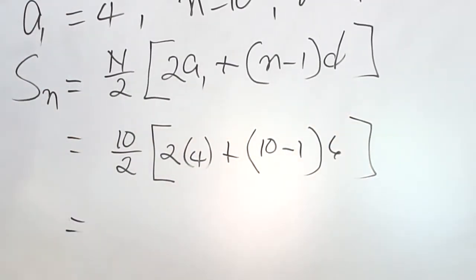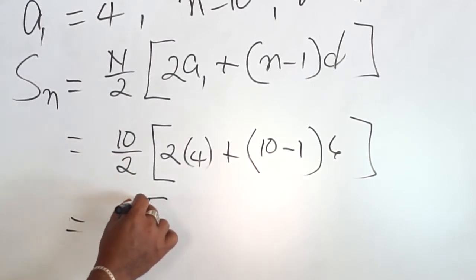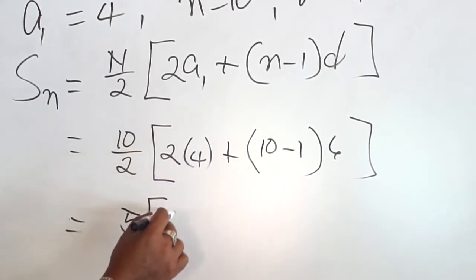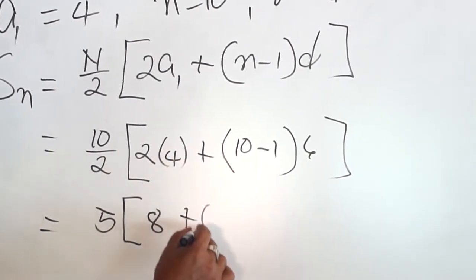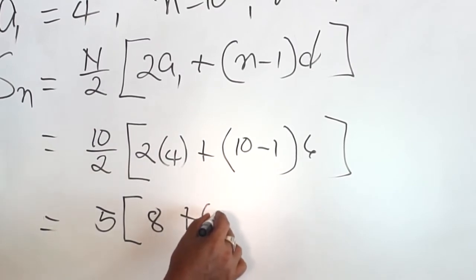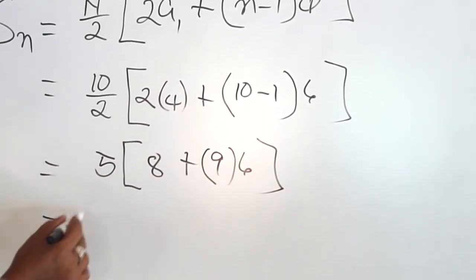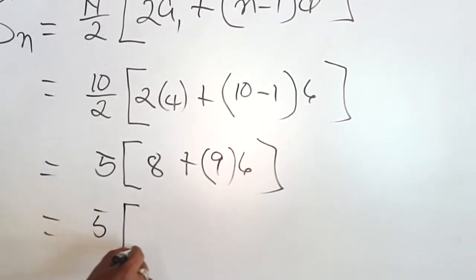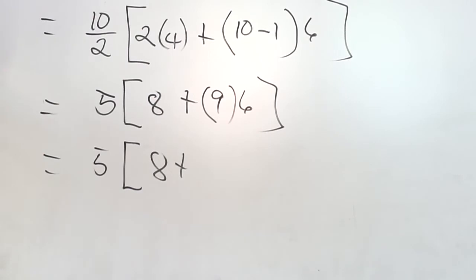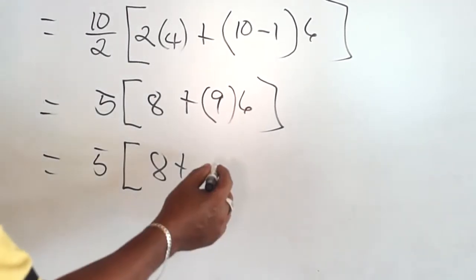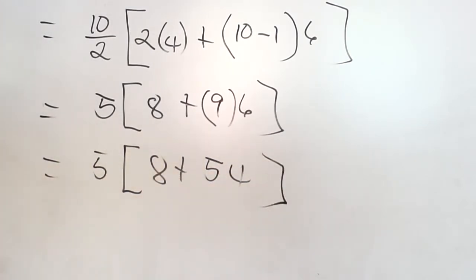Then simplify. 10 divided by 2, so we have 5. Then open brace. 4 times 2, so the product is 8. Then plus, open parenthesis, 10 minus 1, so we have 9. Then multiply it by 6, then close brace. Then we have 5, open brace, then 8 plus 9 times 6 is equal to 54. Then close brace.